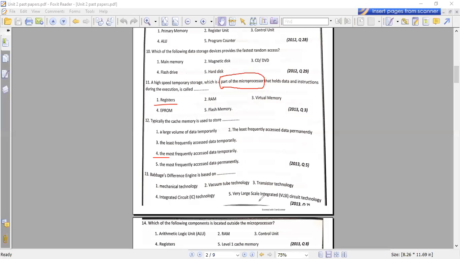13. Babbage difference engine. Difference engine is based on, now that is difference engine is based on actually first one, that is mechanical technology. So first one, all of you have put the correct answer. Very good. Right. Okay, we go to the 14.